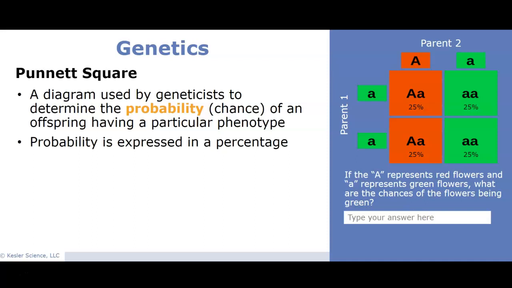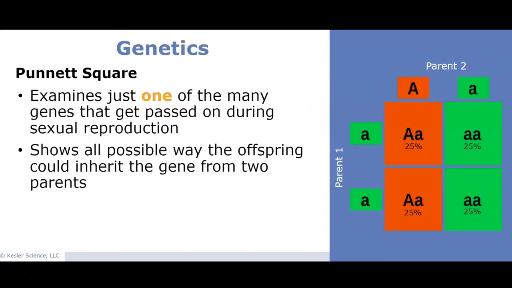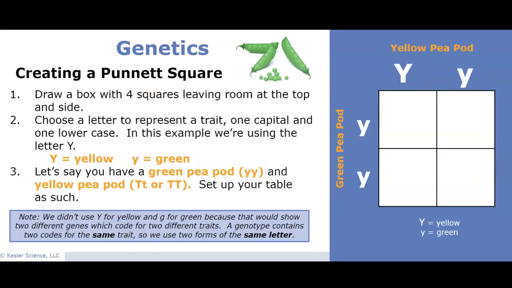So Punnett squares, we've worked with Punnett squares, and this is a diagram to determine the probability of an offspring having a particular phenotype, how it looks, and we express that in percentages. And as you well know, each box is 25% of the entire square, so each square represents 25% probability. So read the question on the right and answer it. Punnett squares only look at one gene that gets passed on, and it shows all the different ways that the offspring could inherit the gene.